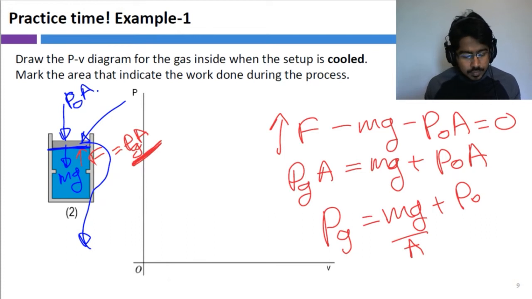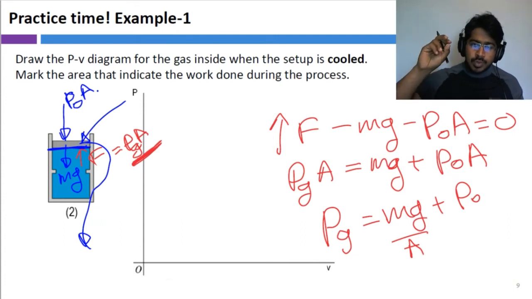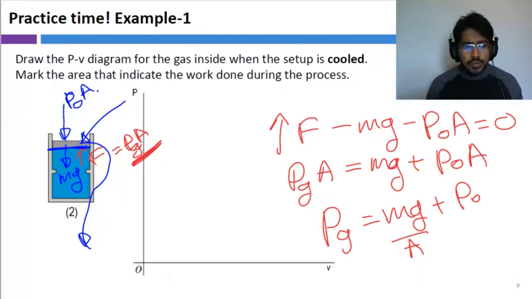So in this case, when the temperature drops, the gas squeezes a little, right? The volume reduces a little, but still the weight of the piston is acting upon the gas, so the pressure is not going to reduce.